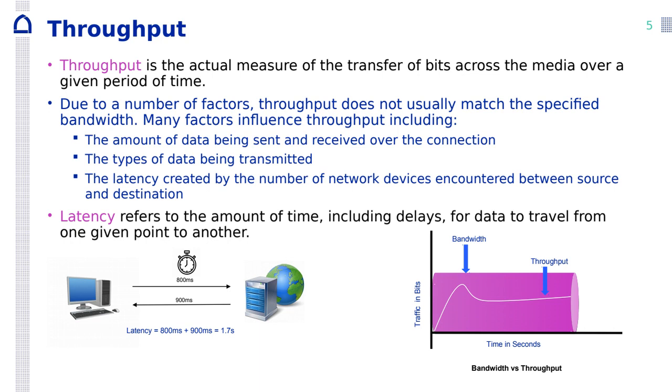What is latency? Latency refers to the amount of time, including delays, for data to travel from one given point to another. Okay. So here we have latency from A to B, 800 milliseconds, and coming back also 900 milliseconds. Okay. Here we have the diagram. See, bandwidth usually is bigger than throughput because of these reasons. Any questions?